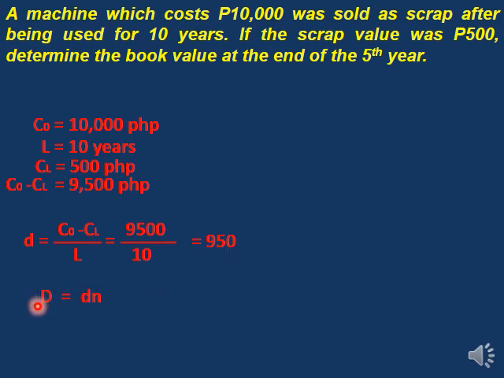Now, if we compute the total depreciation, we multiply it by the number of years. Since we want to determine the total amount depreciated after 5 years, then we'll have a total depreciation of 4,750. Now it's time to determine the book value. To determine the book value after 5 years, we simply compute the difference between the original cost and the total amount depreciated, and we get 6,250.